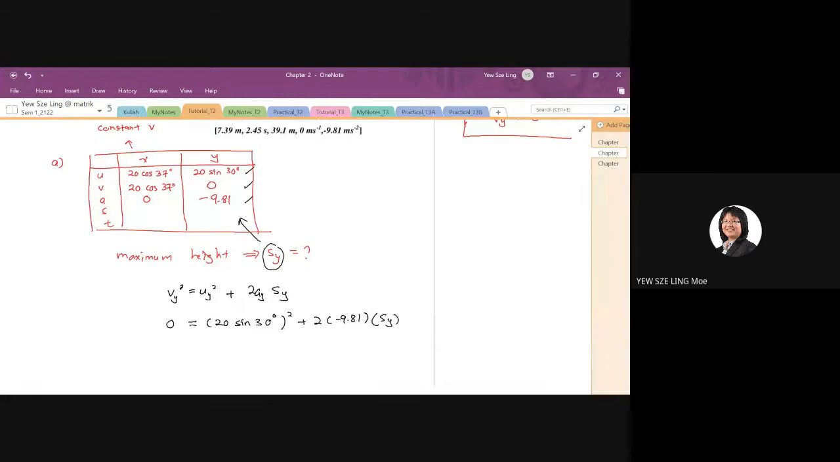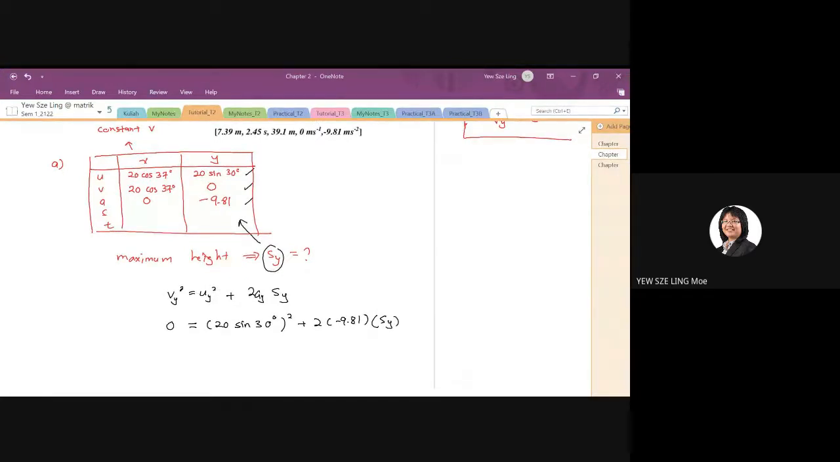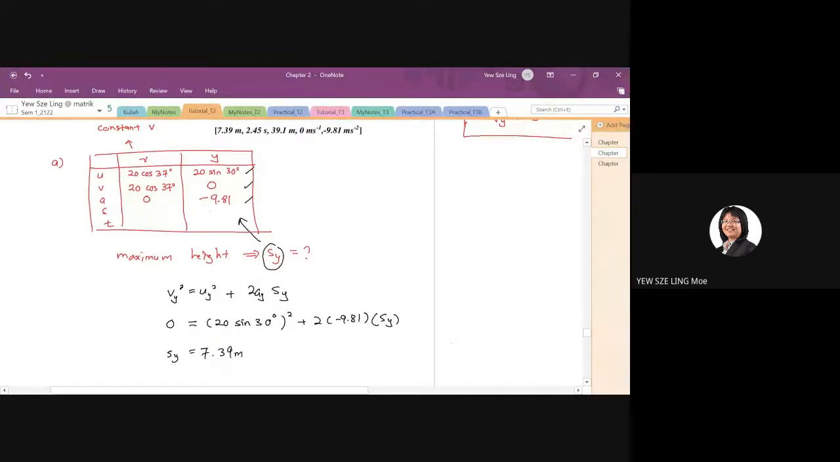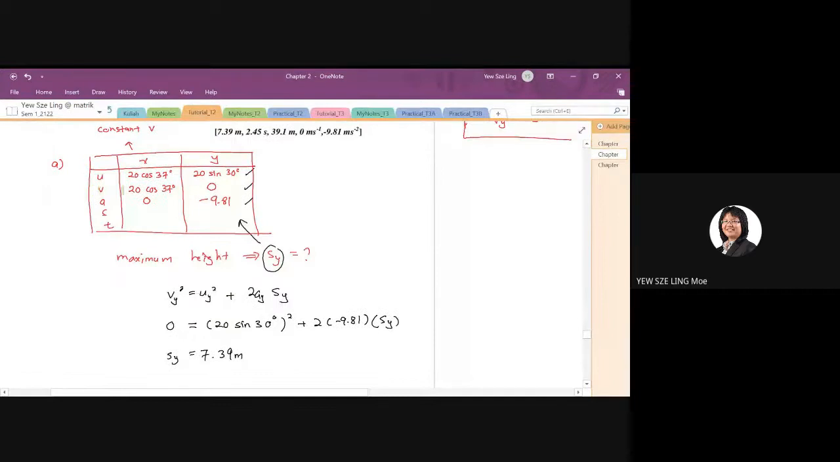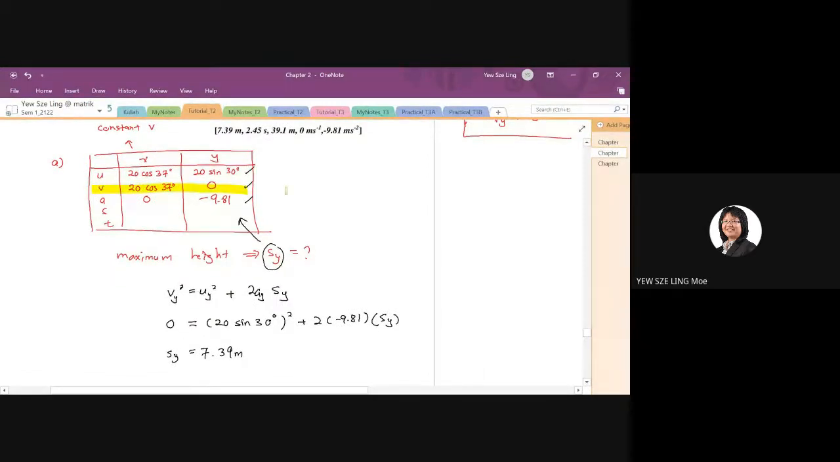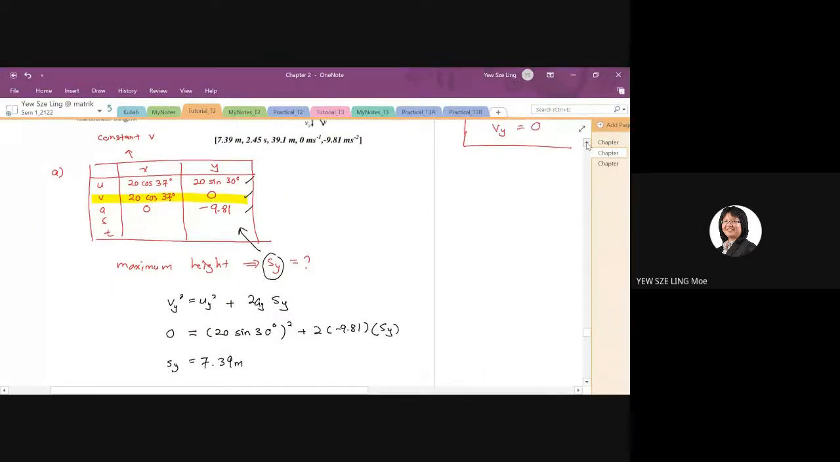Okay, so Sy, the final answer is 7.39 meters. So Sy equals 7.39 meters. So that is question A. The important thing in question A is the final velocity. At maximum height, Vy equals 0.